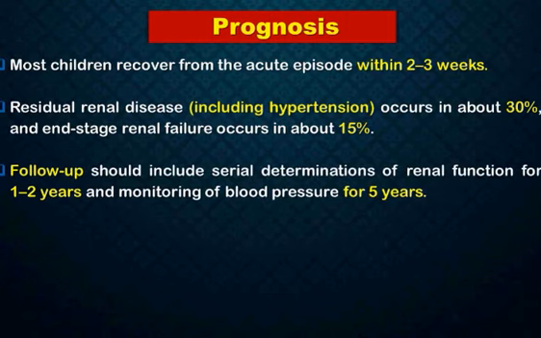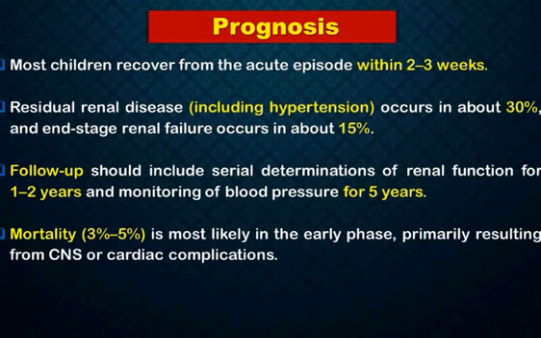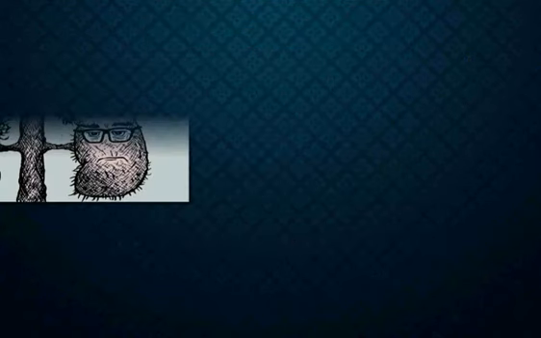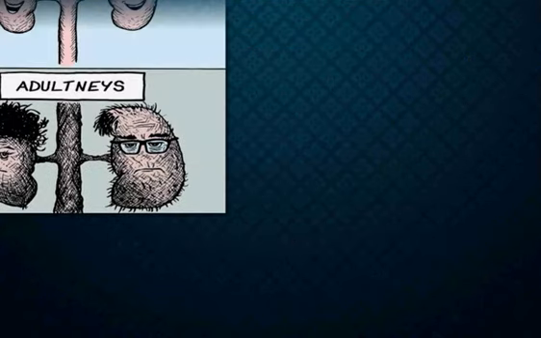Follow-up should be continued in the first 2 years for serial determination of the renal function and monitoring of blood pressure up to 5 years of age. The mortality comes from where? Comes from the CNS, like in CNS bleeding, or from the cardiac complications, heart failure, pulmonary edema, arrhythmia. And now I reach to the end of the lecture.